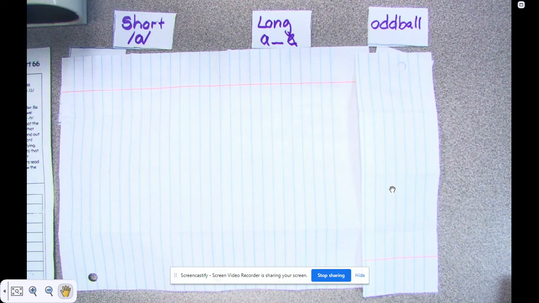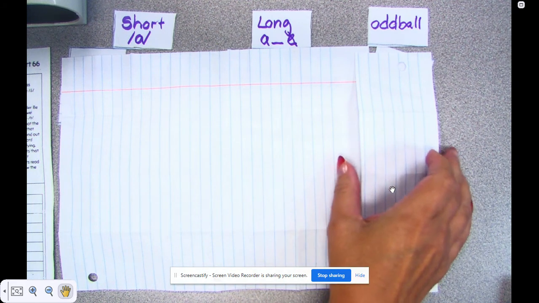So this is sort 66, the short and long A sound. And we have some oddballs. We're going to talk today about how to sort them. So the first thing I want you to do is pause your video right here and sort your words. Now that you've sorted your words, we are going to look at how I sorted mine.